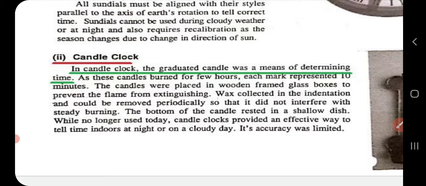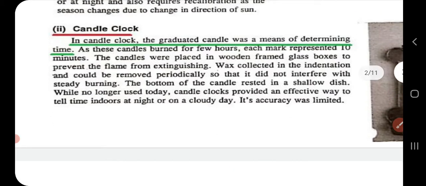Now these candles are placed in wooden framed glass boxes. Then when the candle melts, the wax is collected periodically. Why is this wax collected? Because if it is not collected, it will interfere with the burning, so there will be an inaccuracy in the measurement of time. So there is a candle, the candle is graduated, and each mark represents 10 minutes. Then it is placed in a wooden framed glass box, and when the candle starts burning or melting, the wax is collected, and the bottom of the candle is kept in a dish.